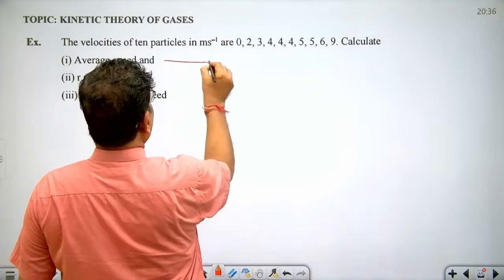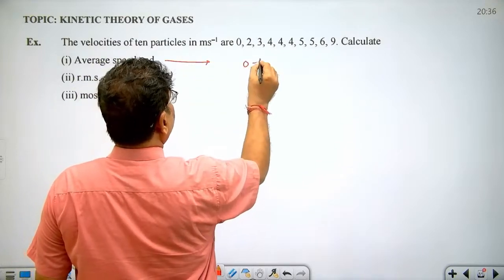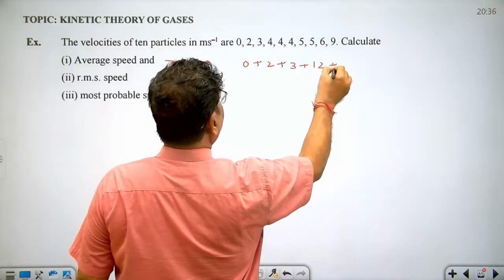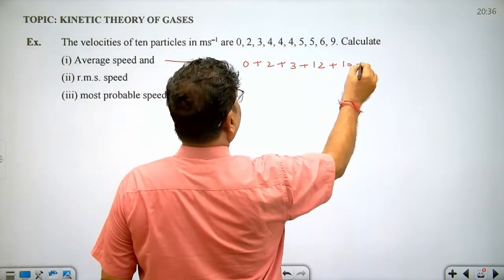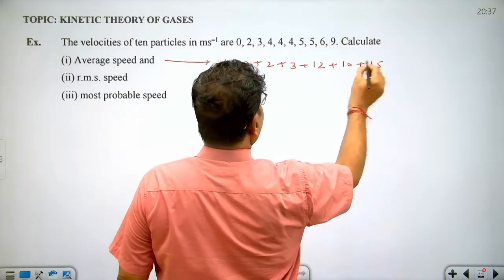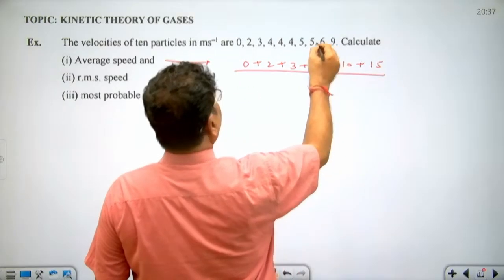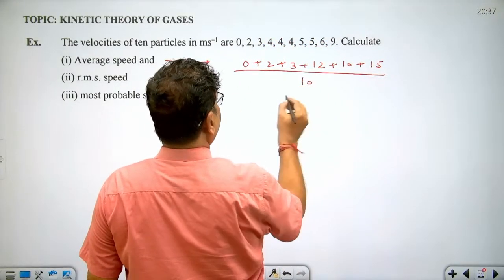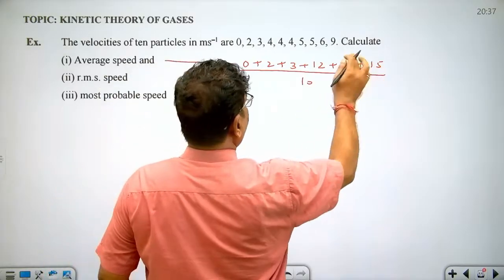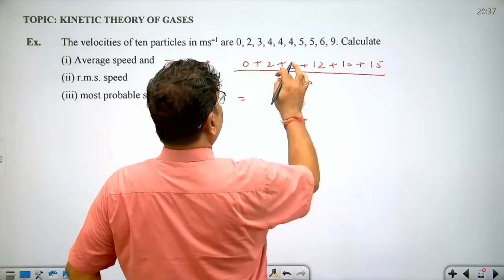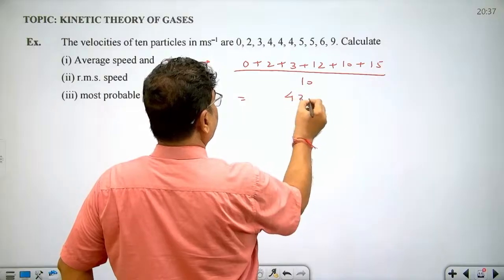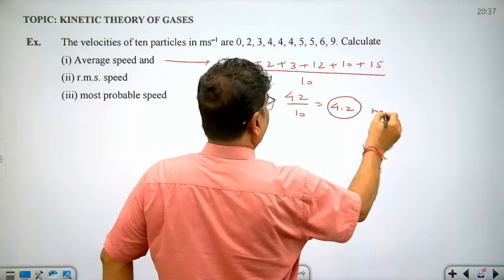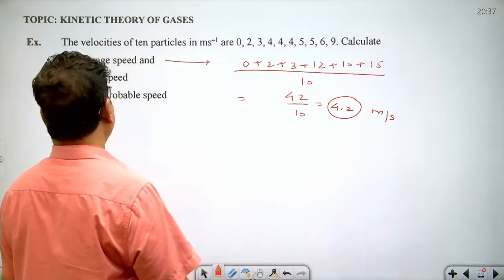Very simple. Average speed: 0 plus 2 plus 3 plus 4, 4, 4 means 12, plus 5, 5 means 10, 6, 9 means 15, divided by the total number of particles, 10. 15 plus 10 is 25, 25 plus 5 is 30, 30 and 12 is 42, divided by 10. So the answer will be 4.2 meter per second. This is the average speed.